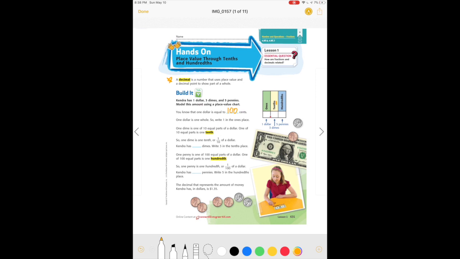$1 is one whole. It's a whole piece. So we write 1 in the ones place. $1. A dime is 1/10 equal parts of a dollar.